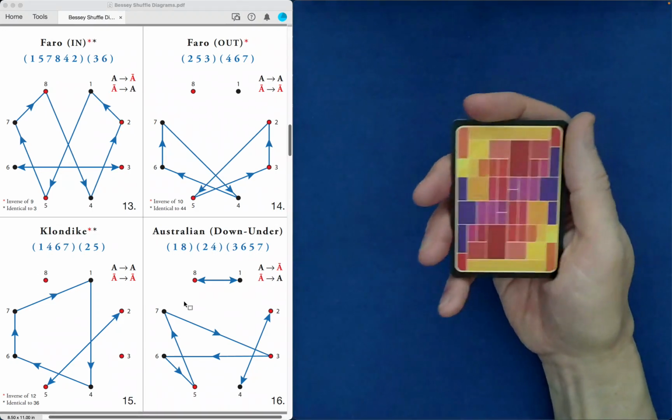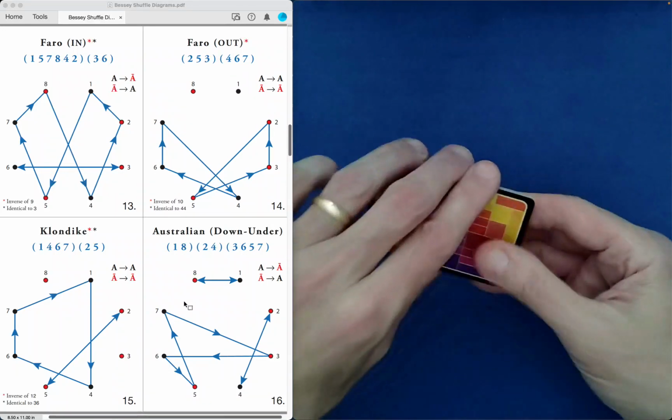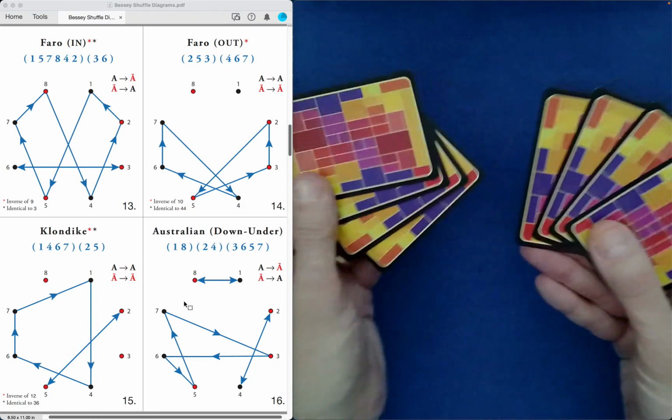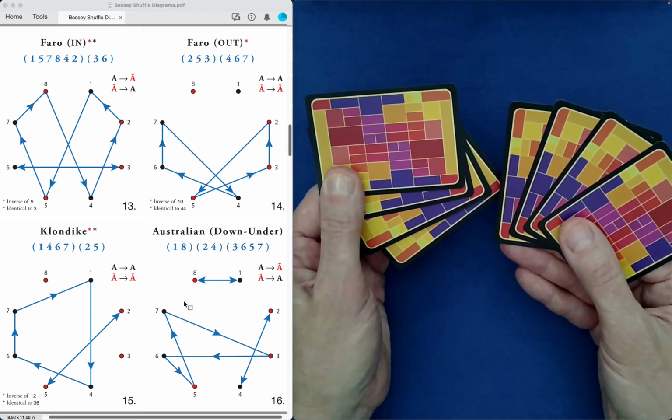Which one would you like now? A faro in. Okay, let's do that one. So this is where you just fan them out, and you take half the cards, and then we're going to interlace these perfectly.